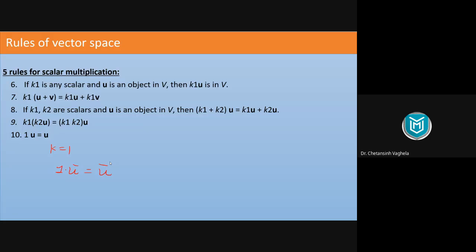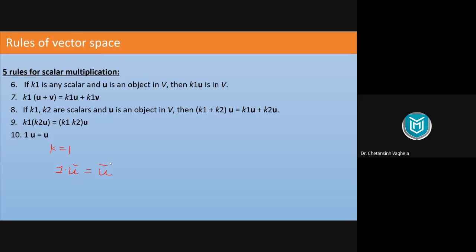If you multiply your object with 1, then you should get the same object back as a result, right? This property is our 10th rule. So if these 10 conditions or if these 10 rules are satisfied, then only we can say any set of objects V is vector space, right? So these are the 10 rules.